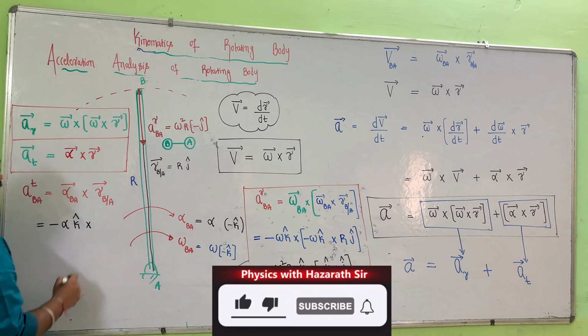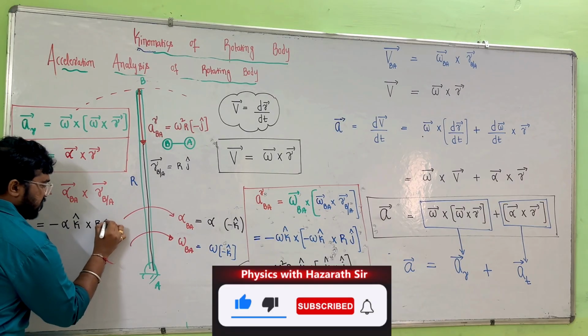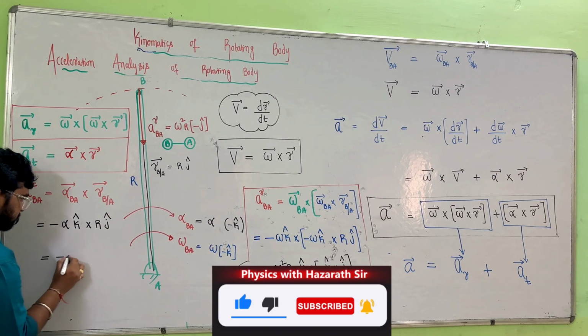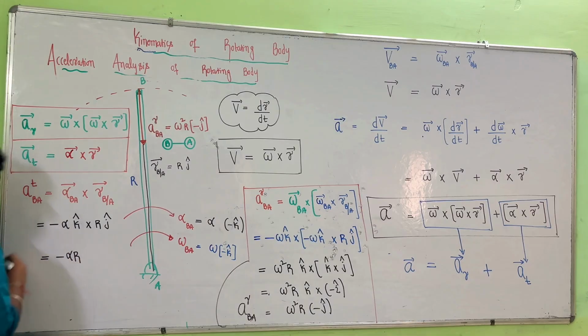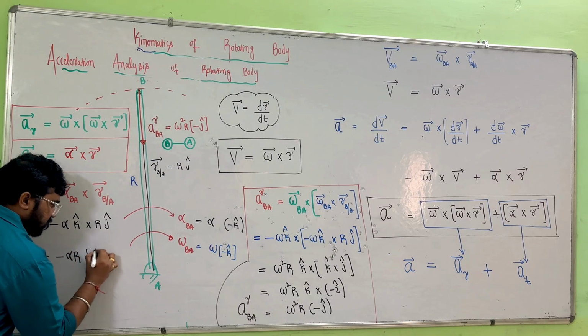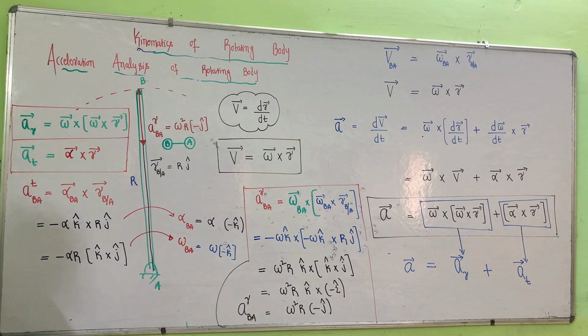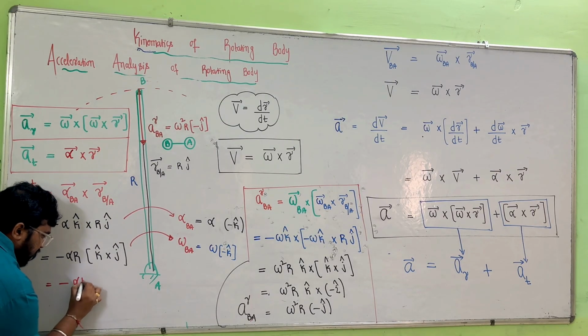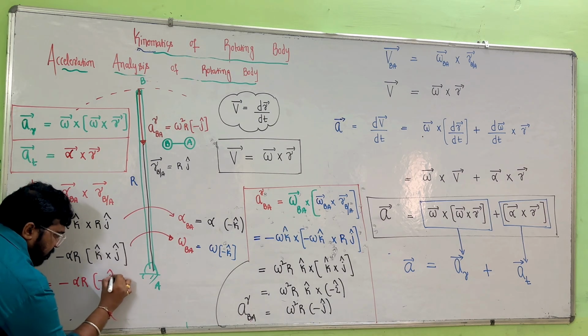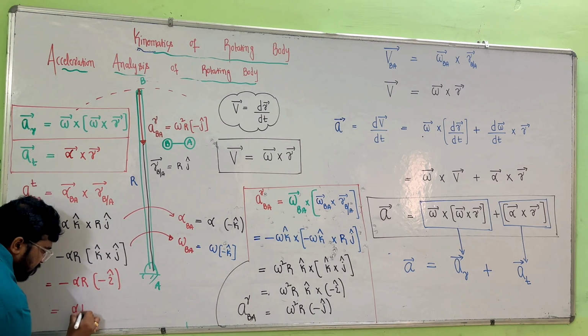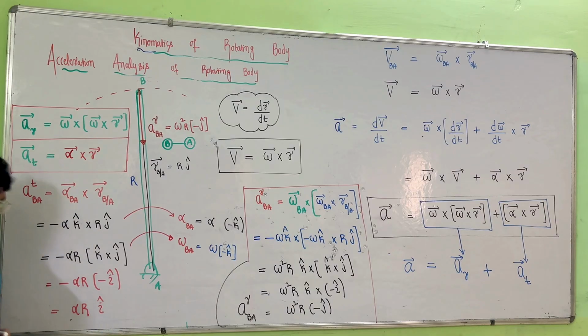This is how much? R J cap. Now tell me, this is minus alpha. Magnitude is matching. K cap cross J cap, how much will come? Tell me. K cap cross J cap is how much? Minus I cap. Minus alpha R into minus I cap. Minus into minus plus. Alpha R into I cap. That is the tangential acceleration at point B with respect to point A.